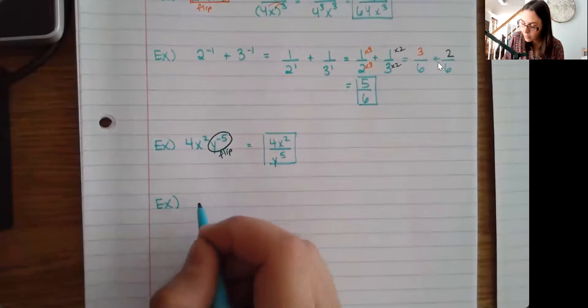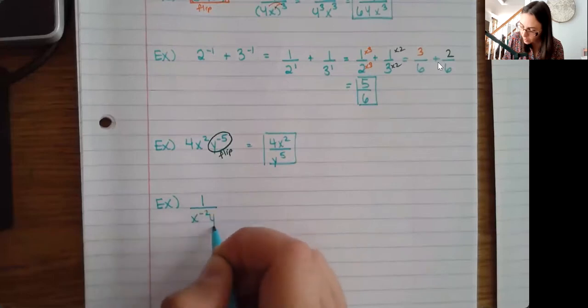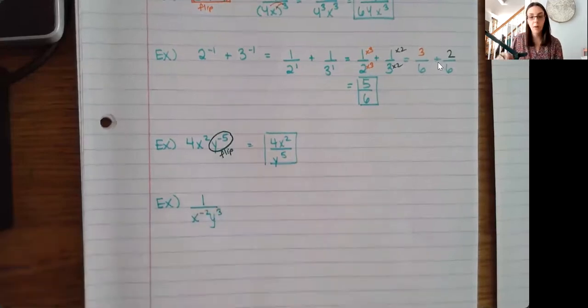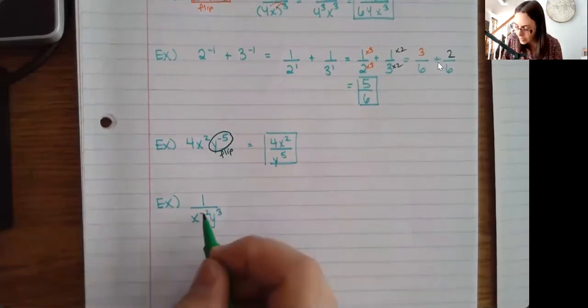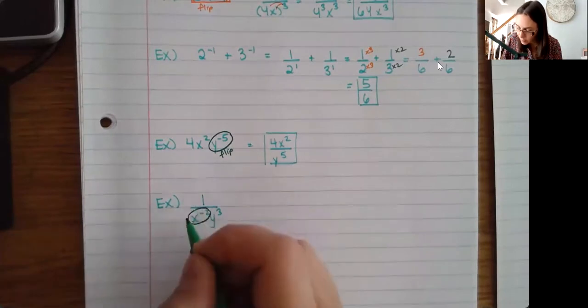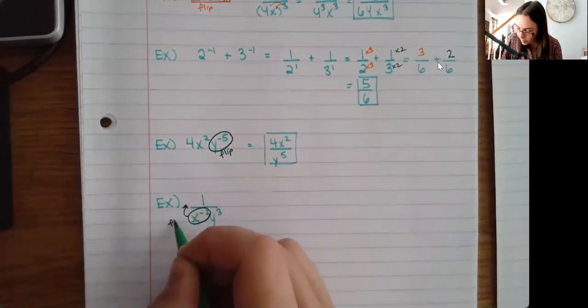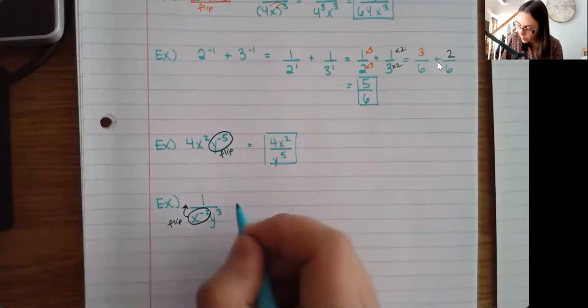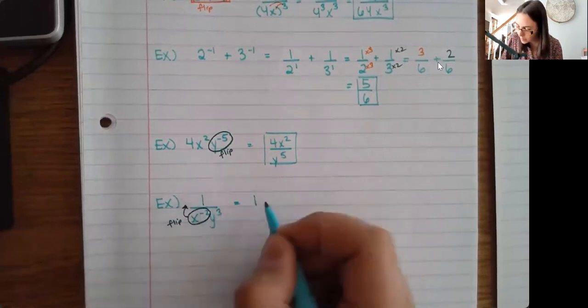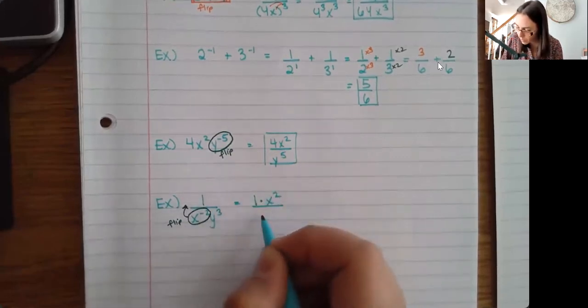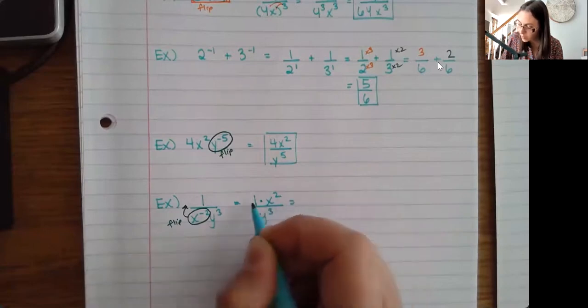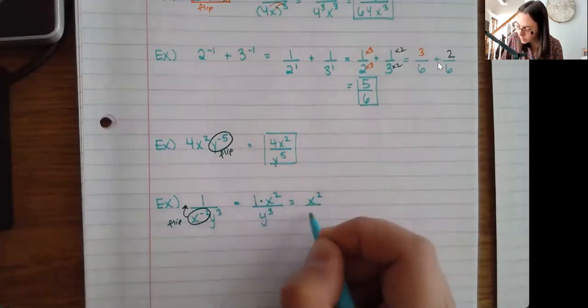Or let's say I had something like 1 over x to the negative 2 y cubed, right? So now I'm working with denominators. But again, I see I have a negative exponent here. So this time it's going to flip up. So I end up with 1 times x squared over y cubed. Now here I don't need the 1 anymore, so I can rewrite it like this.